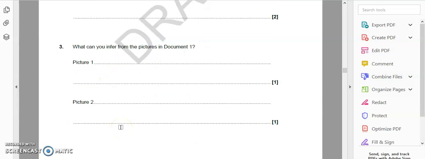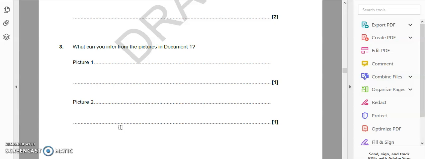Okay, so firstly, the important thing to remember with these questions is that you can't just describe what's in the picture. So you can't say, well, picture 1 shows a seahorse clinging to a cotton bud, and picture 2 shows people clearing up plastic waste at the beach. That won't get you any marks because you're just describing what's in the pictures. What you need to think about is what we can infer from those pictures.